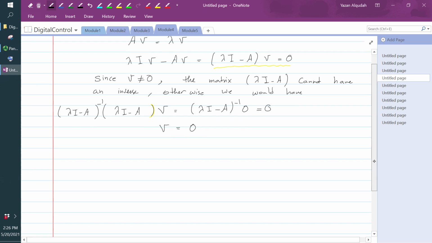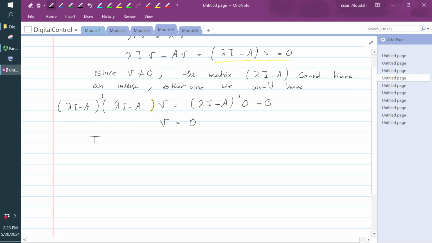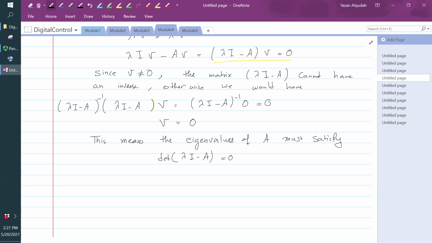So therefore, we conclude that the eigenvalues of the matrix A must satisfy the determinant of lambda multiplied by I minus A equal to 0. Because if that determinant is equal to 0, it means lambda I minus A does not have an inverse. Does that make sense, the logic of how we followed this?